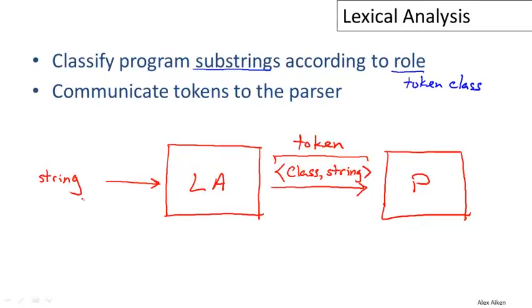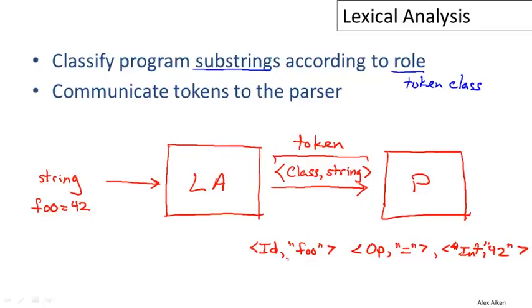All right, and so for example, if my string is foo equals 42, then that will go through the lexical analyzer, and out will come, I'll write it down here, 3 tokens, and these would be identifier, foo, operator, say, equals, and integer, 42.